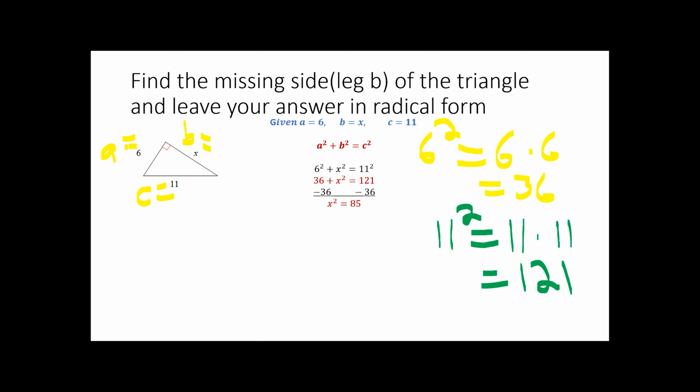Now we want x to the power 1, not 2. So we take the square root of both sides. We have x equals the square root of 85. So leg B is the square root of 85.